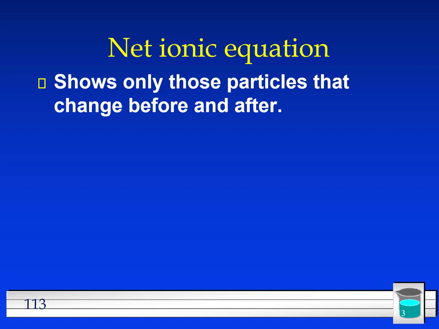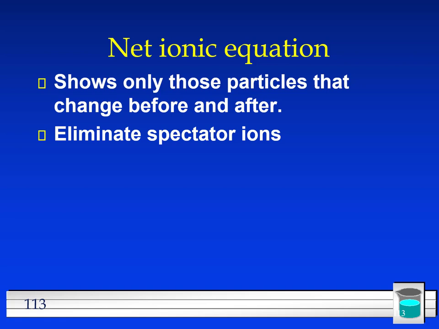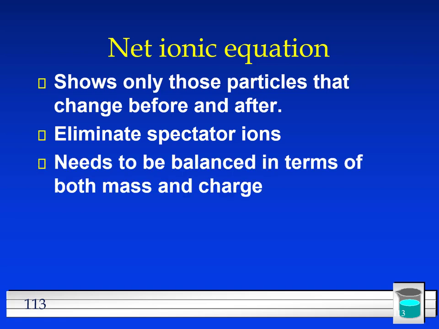Net is what's left over after you subtract all the things that you really don't get. That's what they mean by net here. After you subtract off the things you really don't get, after you eliminate the spectator ions, you're left with a net. One thing we didn't do with that last one is we didn't balance it. Okay? It has to be balanced both in terms of charge and mass.